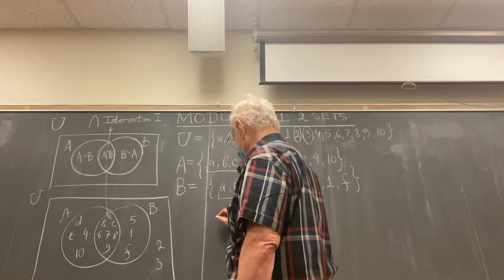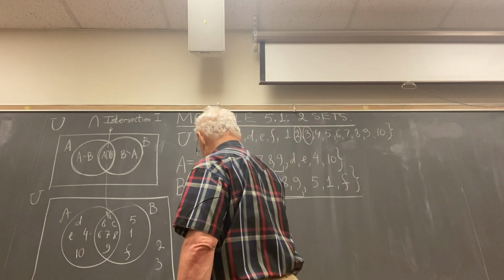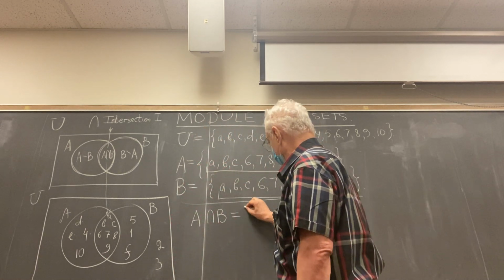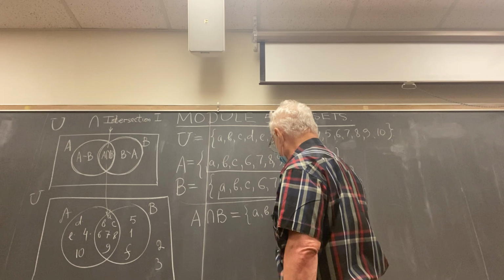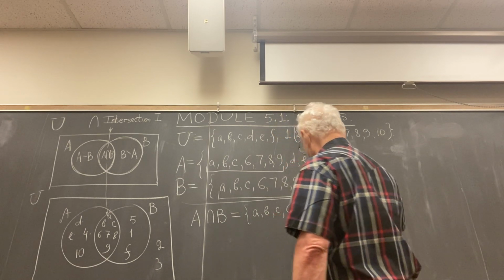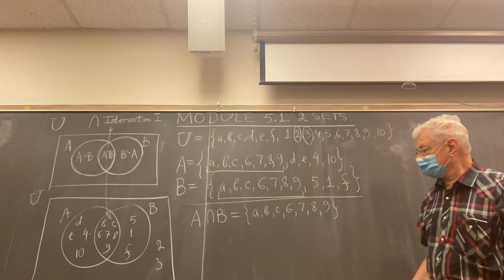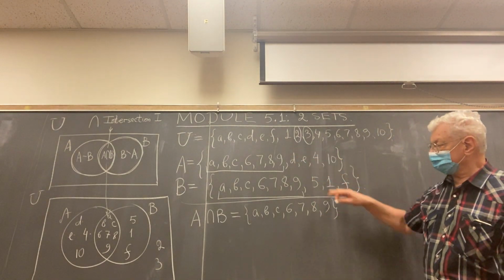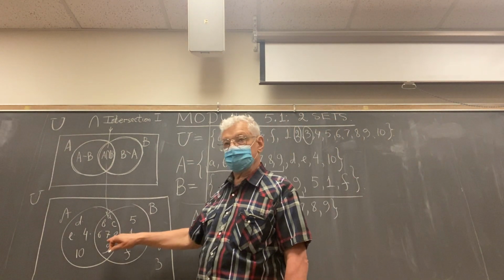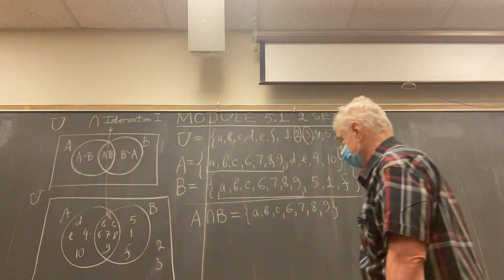So what is now? Let's write the intersection. What is intersection? A intersection B. This is A, B, C, 6, 7, 8, and 9. You can write this even without the Venn diagram, just marking the common elements. But if you mark them and put them in the Venn diagram, you will see that immediately, clearly. It's much easier to see.